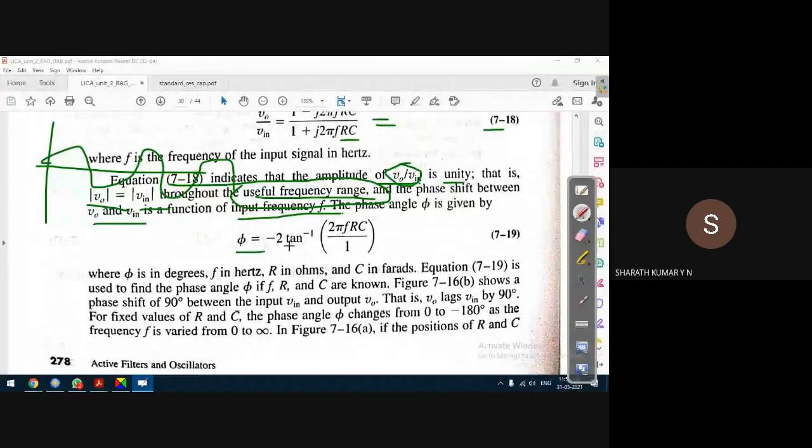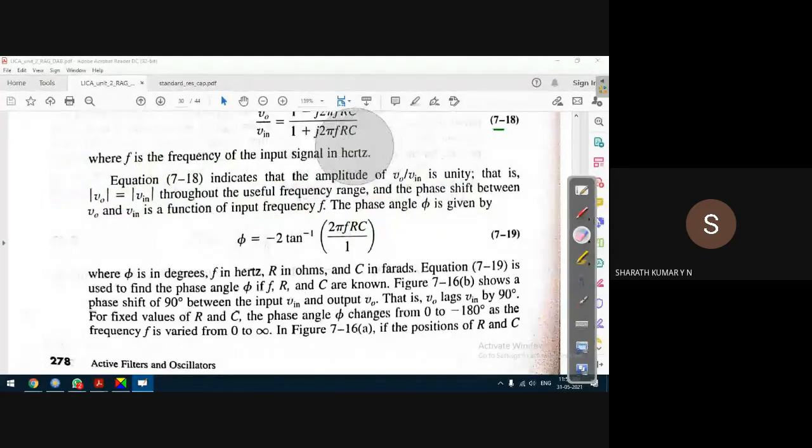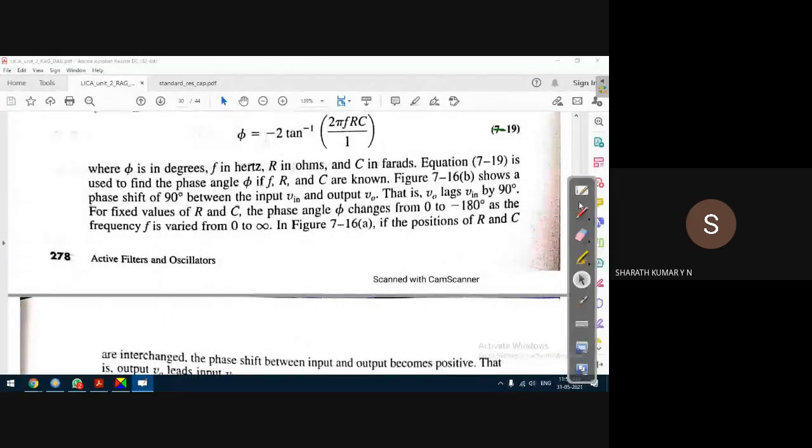What is the phase angle? Minus 2 tan inverse of 2 pi f RC by 1. So RC is a fixed quantity. It depends only on the frequency of the input signal f. As the frequency varies, the phase shift of the output signal with respect to the input signal also varies. Phi is measured in degrees, f in hertz, and R and C are in standard units. So this is used to find the phase angle. It shows a phase shift of 90 degrees between input and output. V0 lags Vin by 90 degrees. V0 is lagging the input because of the R and C components and their arrangement.